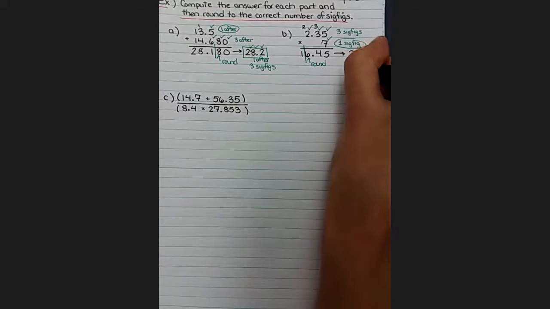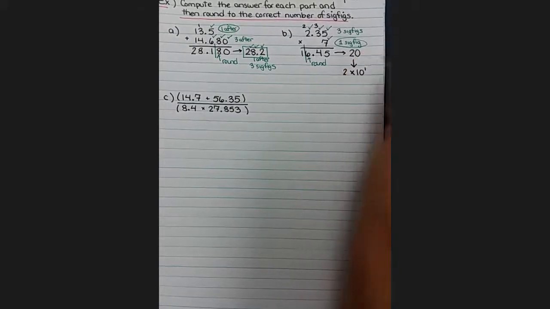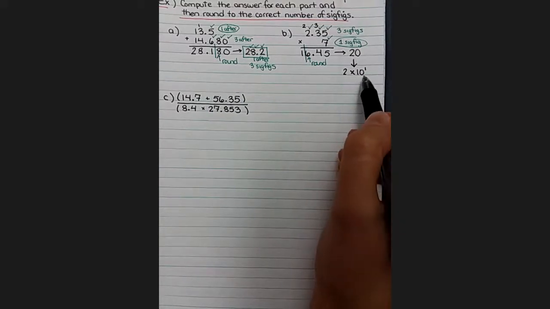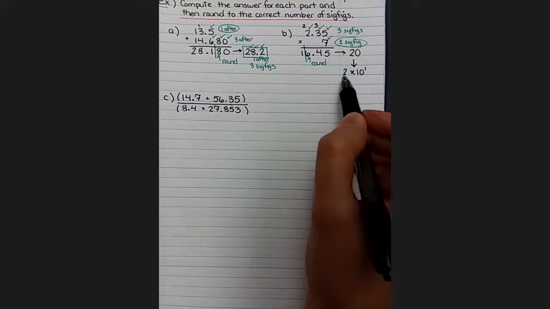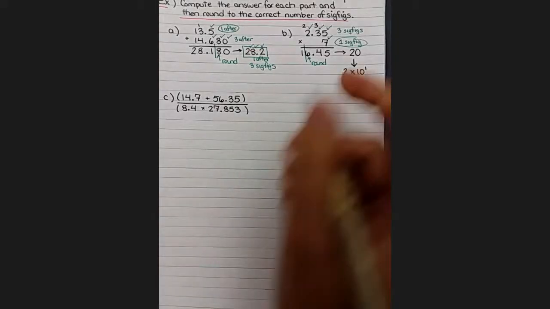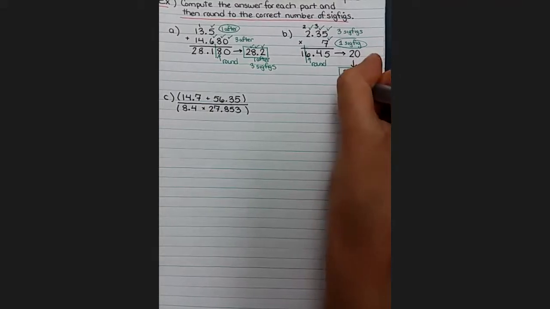So the most accurate way to write something like this would be to write it in scientific notation. Write it as 2 times 10 to the first. So that way, we don't have to include this 0 to indicate that it's 20 and not 2. We can just put it in the scientific notation and show that there is just 1 significant figure here. Okay, so there's our answer, and it has 1 significant figure.